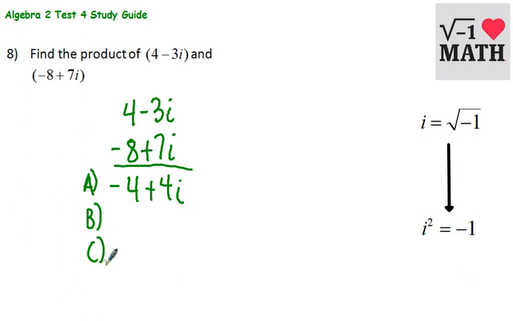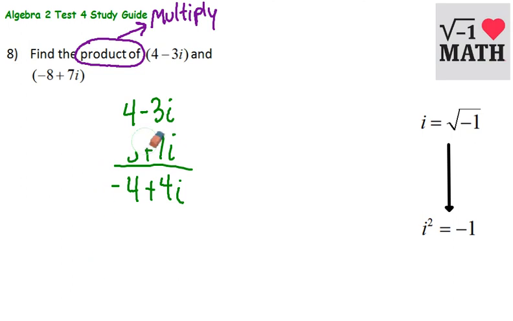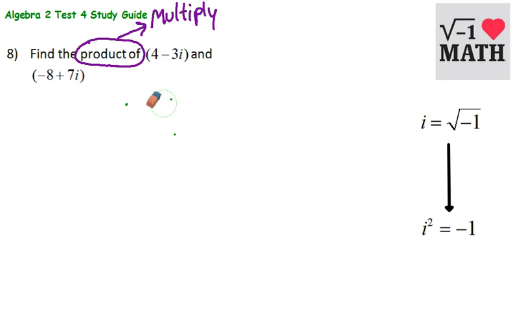Well, the problem with that, though, is what's wrong with that? Well, the problem with that is that this is find the product. We know that product, and go ahead and circle product. Product means to multiply. Product doesn't mean to add. Product means to multiply. So we are not doing all that. What we're doing is we need to multiply those two things together. Well, how do we multiply? Well, it goes back to what we said earlier, right? So what this really says is 4 minus 3i times negative 8 plus 7i.